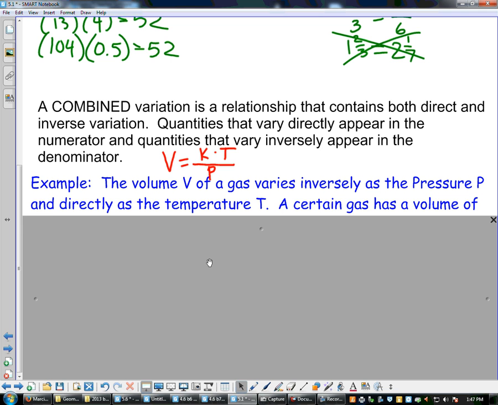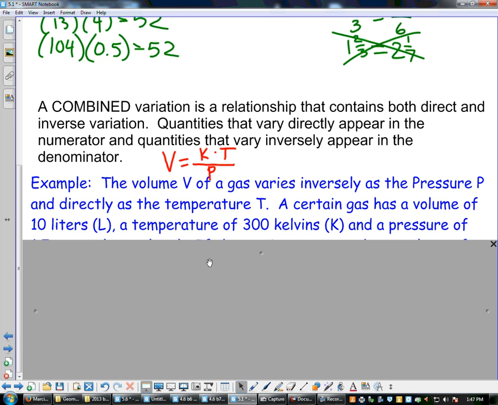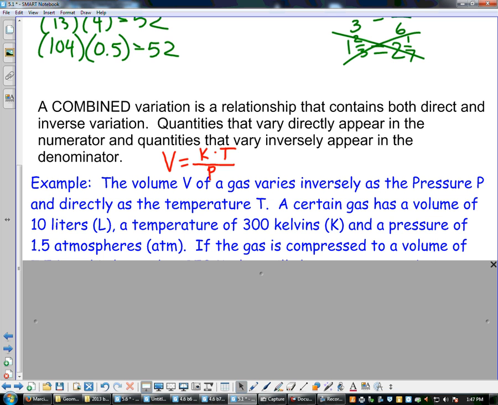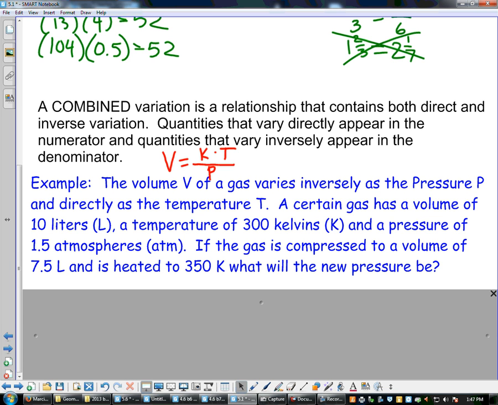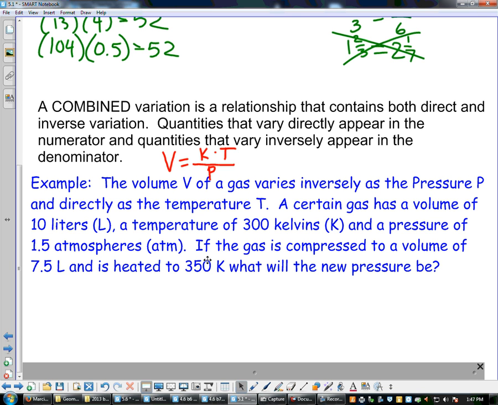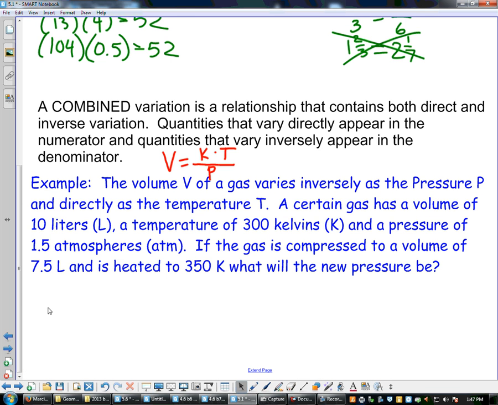A certain gas has a volume of 10 liters, a temperature of 300 kelvins, and a pressure of 1.5 atmospheres. If the gas is compressed to a volume of 7.5 liters and is heated to 350 kelvins, what will the new pressure be? So to answer this problem, let's fill in what we know from the given information.